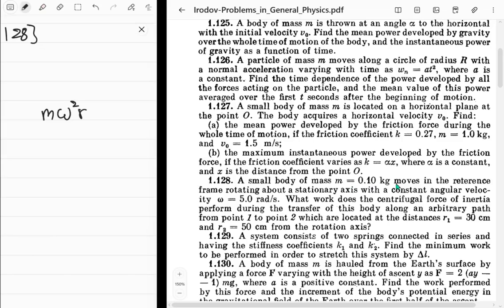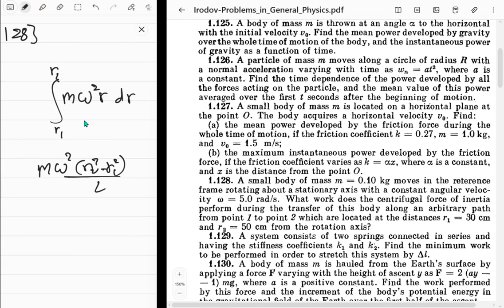Okay, so what do you want? Integration of this thing, this times dr as r goes from r1 to r2. That should be it. Yes, that's how it should be. So it should just be equal to m omega squared times (r2 squared minus r1 squared) upon 2. Yes, this is the work done.